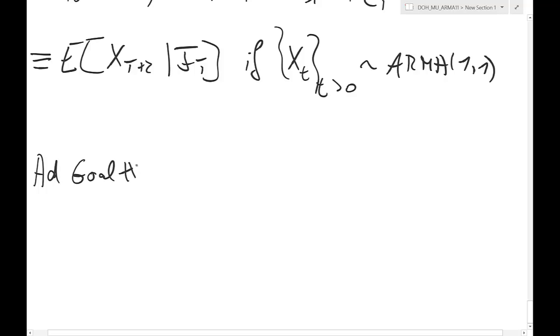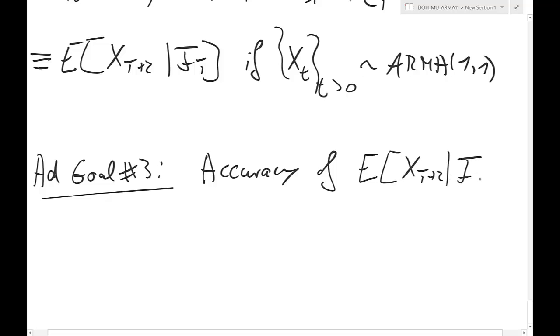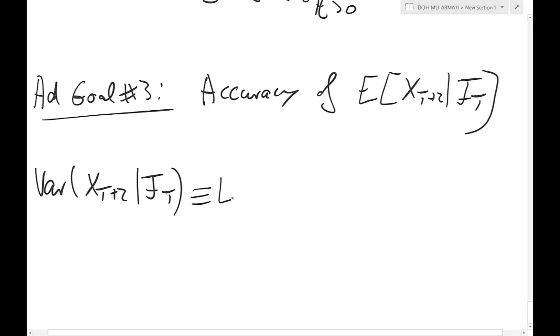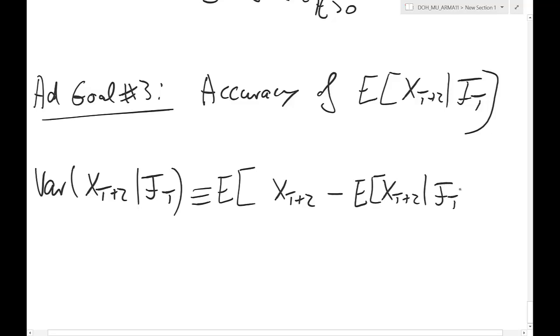So goal number 3 is the accuracy of that forecast. Okay, now how do we pin down the accuracy? We would again look at the variance. What is the variance of x t plus 2 if we condition up to today? Okay, now by definition the variance is nothing else than the squared deviation of the realization from the expectation. That's the spread in the realization from the expectation. It gets squared. We take the expectation. The expectation needs to be as of t. And therefore it's the conditional squared deviation from the mean.